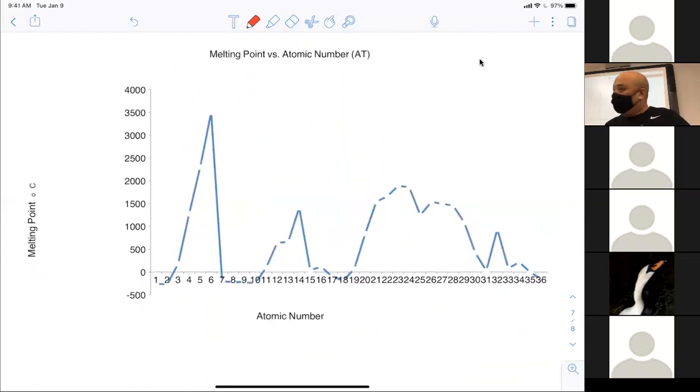Melting point really has no trend. There's no trend for melting point, other than the fact that metals have high melting points and most non-metals have low melting points. So therefore, you see this kind of drastic change between sections of the periodic table.